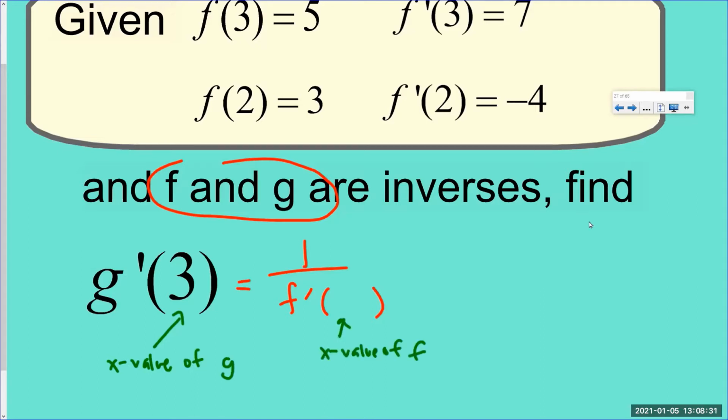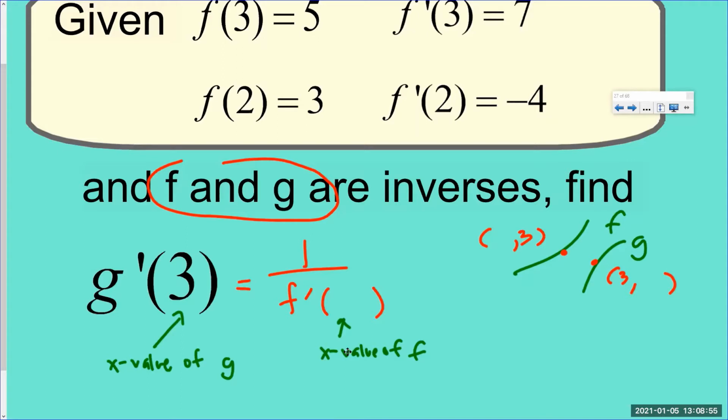All right, go ahead on the side of your paper, put a little micrograph, okay? And these numbers always have to be like the switch of each other. I know the x value of my g, so the coordinate point would be 3 comma something. What does that mean about the coordinate numbers of my f? Something comma 3, nice. Okay, so this is 3 comma something, this is something comma 3.